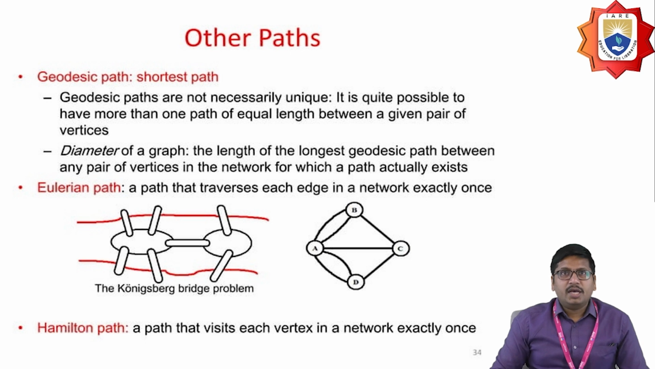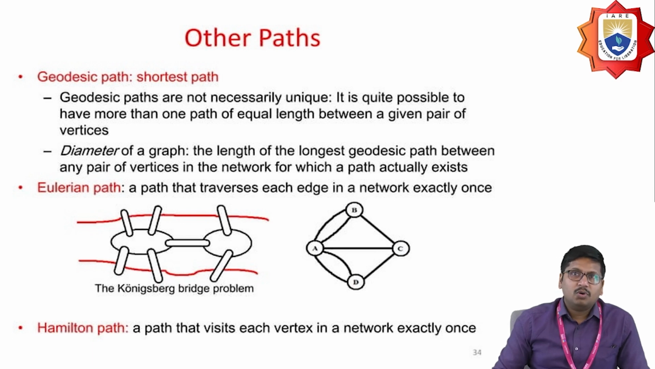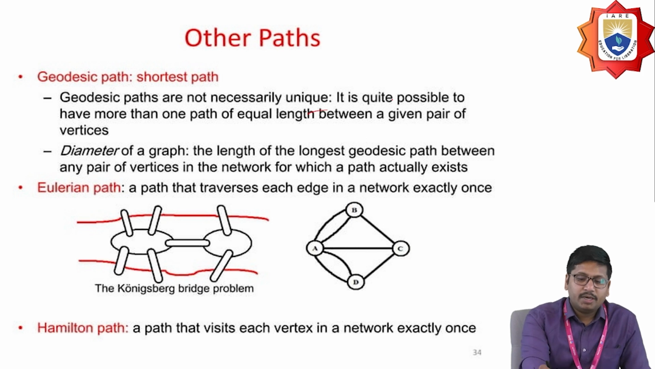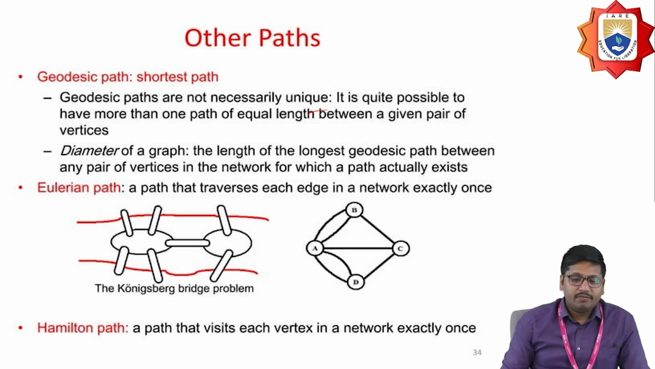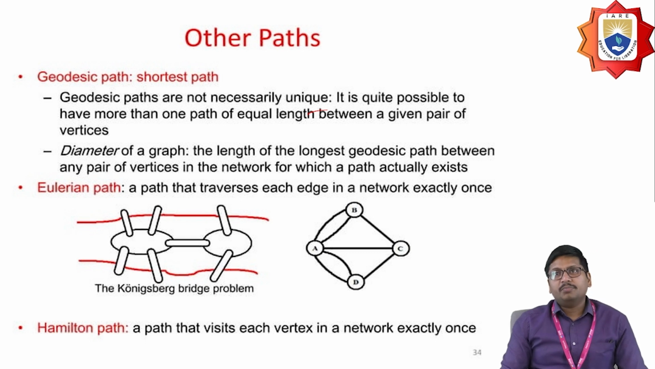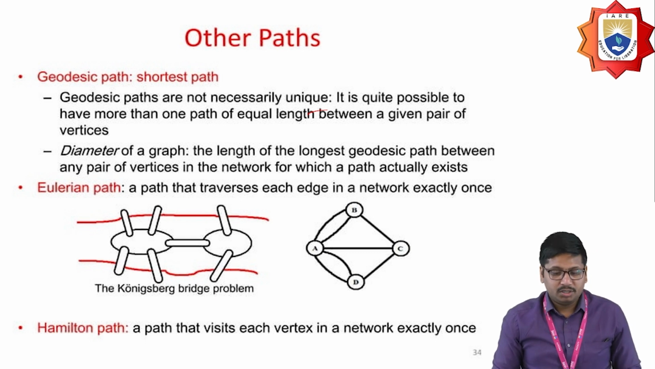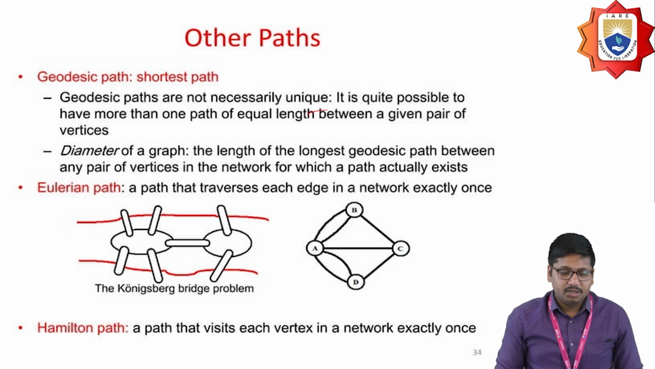And next, what are the other paths we're going to have? That should be the geodesic path, which is also called the shortest path. These are not necessarily unique, and it is quite possible to have more than one path of equal length between a given pair of vertices. And the diameter of the graph is nothing but the length of the longest geodesic path between any pair of vertices in the graph. That should be the diameter.